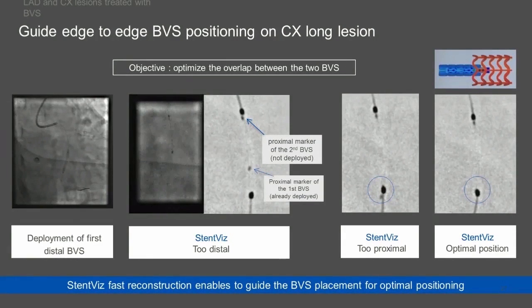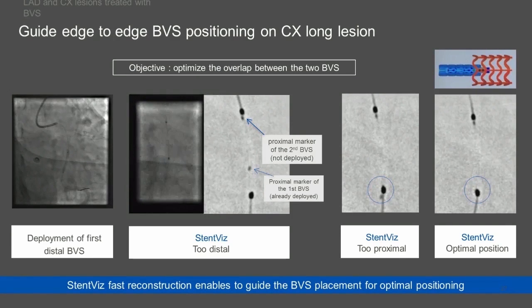Another thing with this, which is very complex with BVS use, is when you have to put two BVS for very long lesions. In this case, it was the circumflex. So the first BVS was positioned on the distal part of the circ, and the second one, you can here clearly see that the second BVS is too distal. Here we have the marker of the first BVS, the proximal marker of the first BVS.